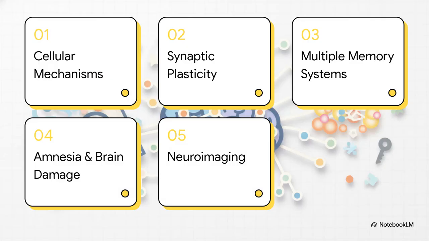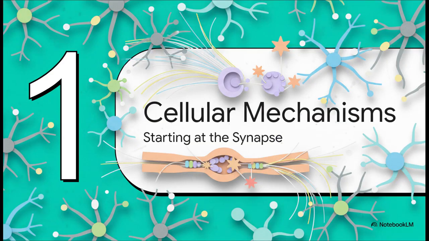Okay, here is our game plan for today. We'll start at the micro level with cellular mechanisms and synaptic plasticity, zoom out to multiple memory systems, look at amnesia and brain damage, and wrap it all up with neuroimaging. Section 1, Cellular Mechanisms of Memory. We're starting right at the synapse.